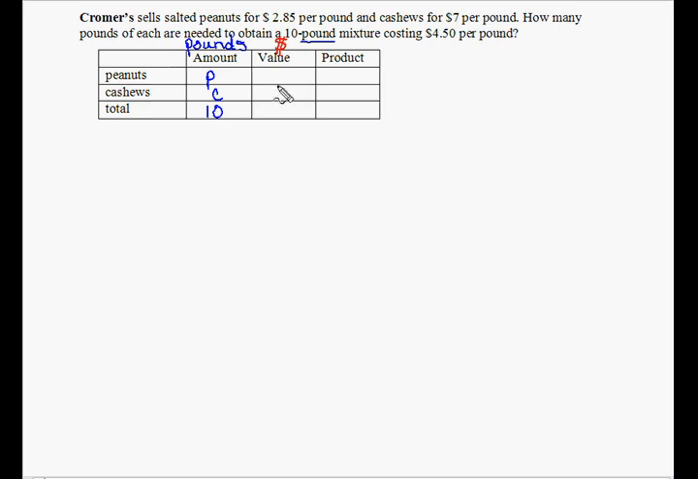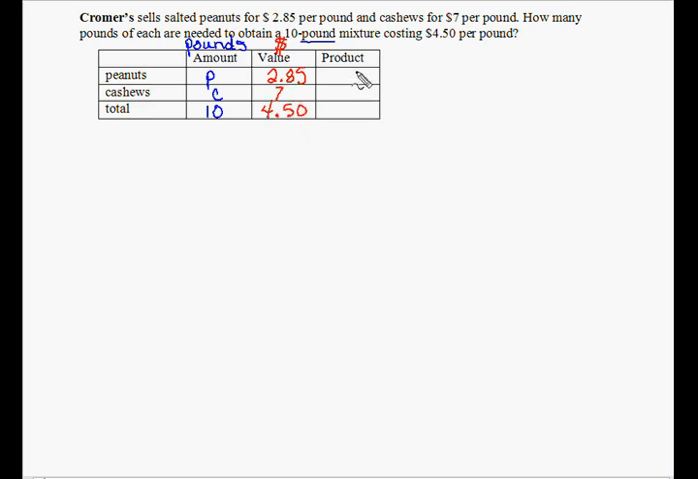Now let's put in the values. The peanuts cost $2.85 and the cashews cost $7 per pound. And we want to obtain a 10-pound mixture that costs $4.50. So that will be the total cost for these different pounds.